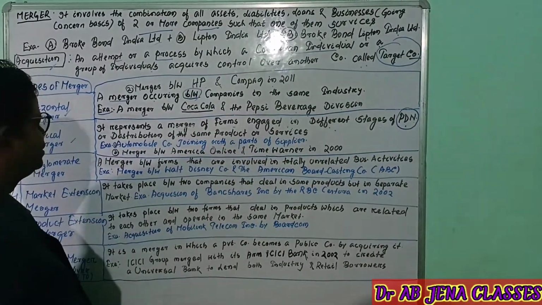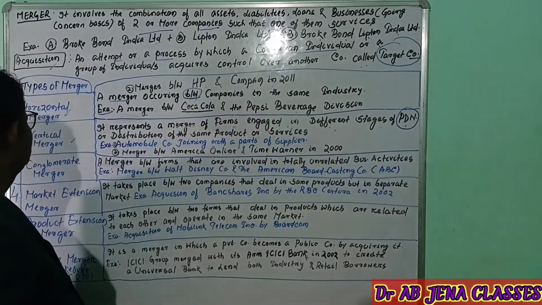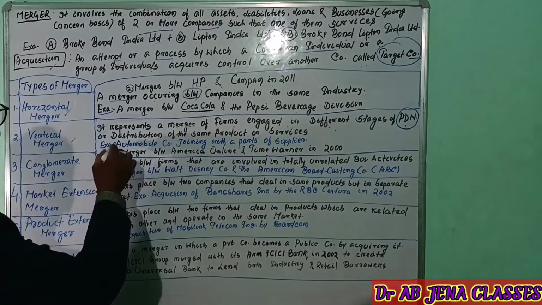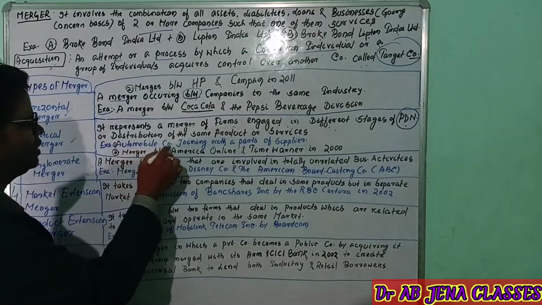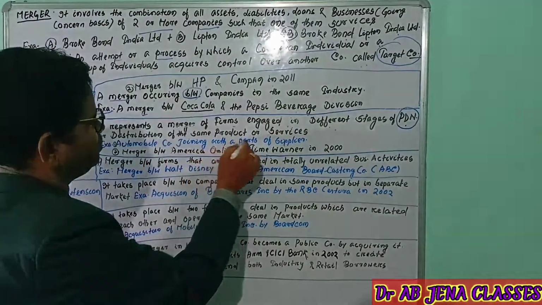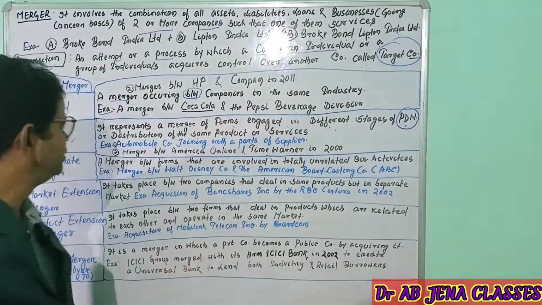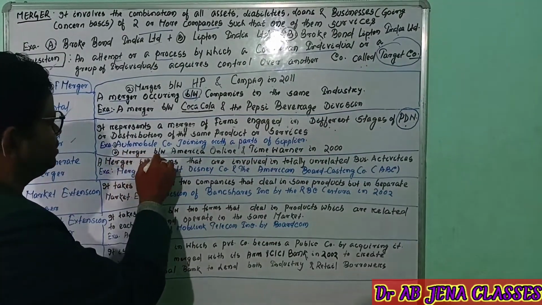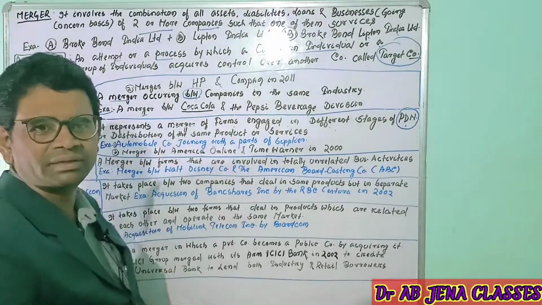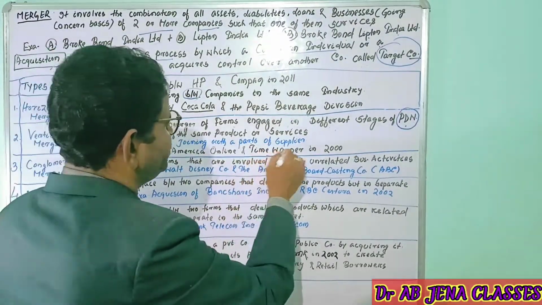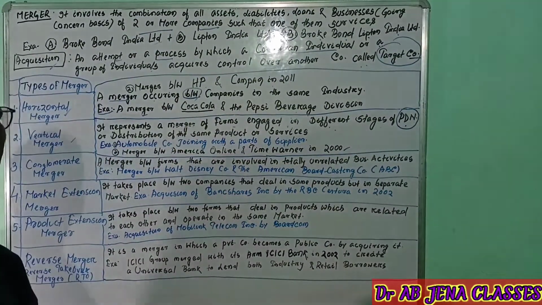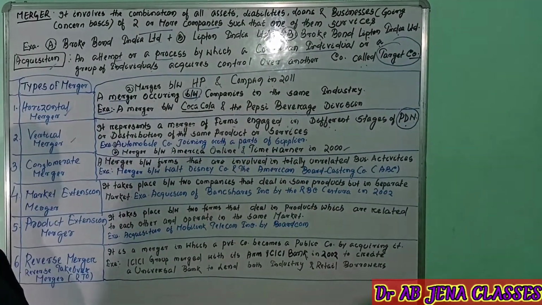Now we will cite suitable examples. For vertical merger, the first example is an automobile company joining with a parts supplier. The second example of vertical merger is between America Online and Time Warner in 2000. It is a very good, popular example of a vertical merger.